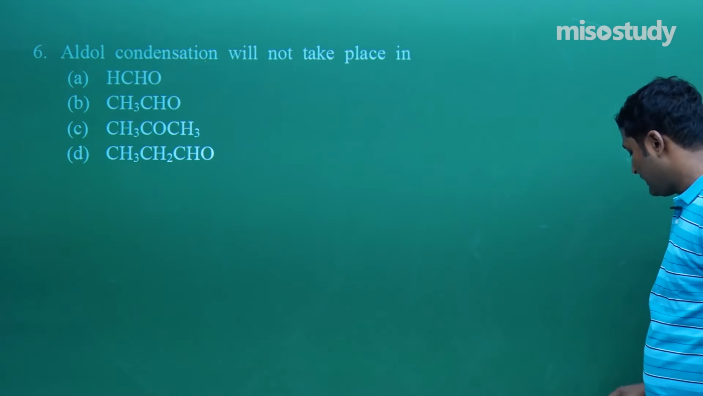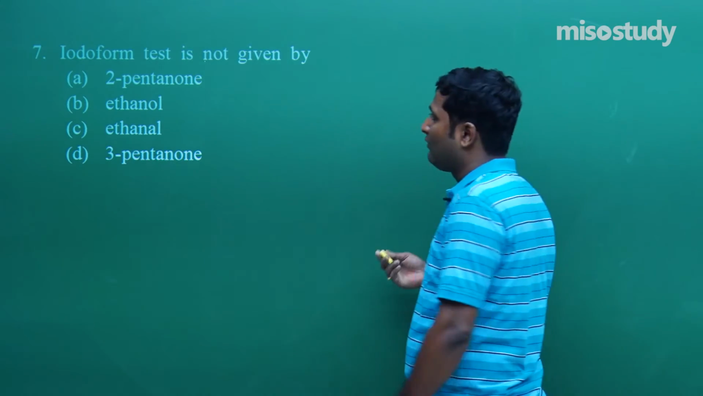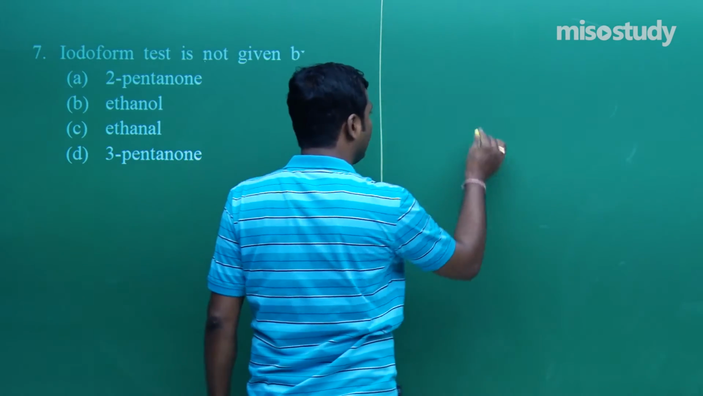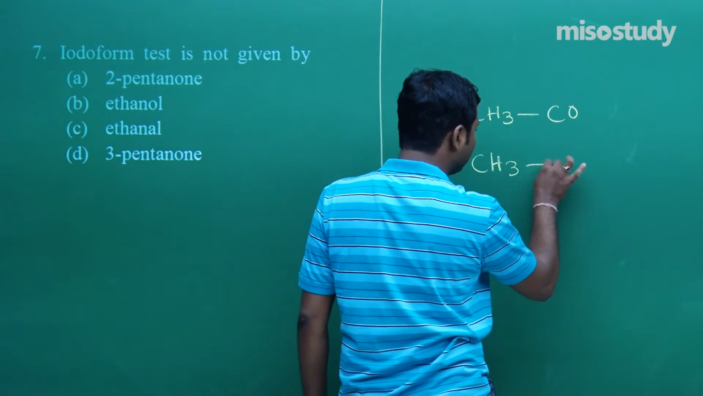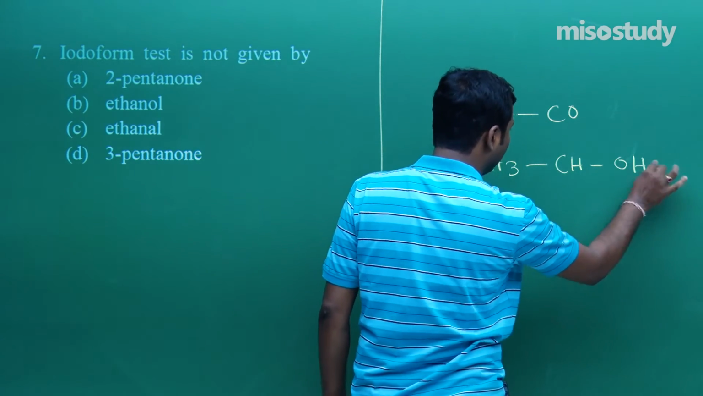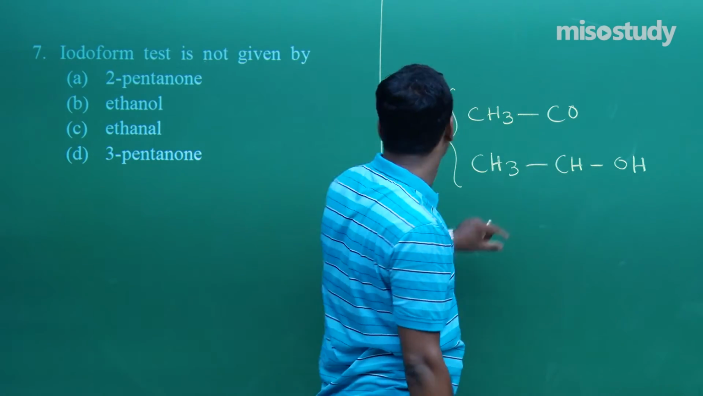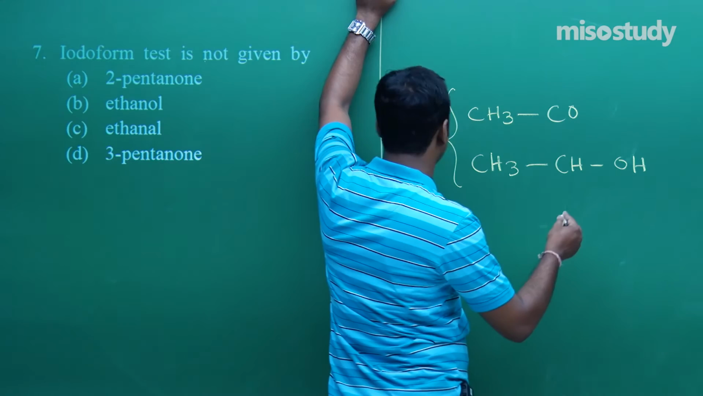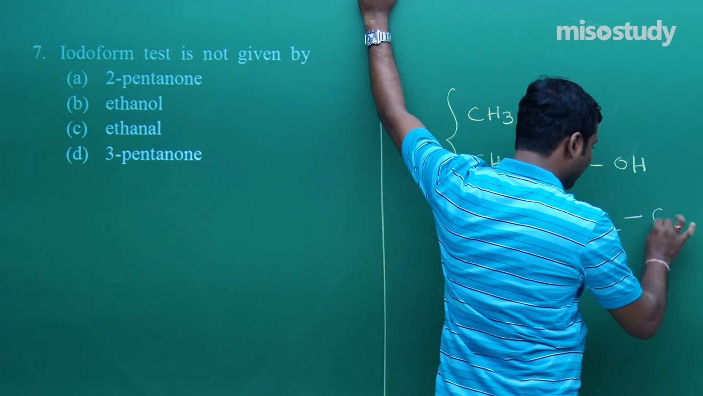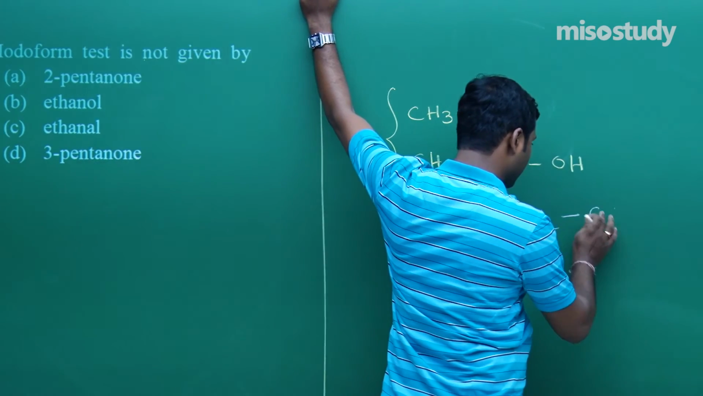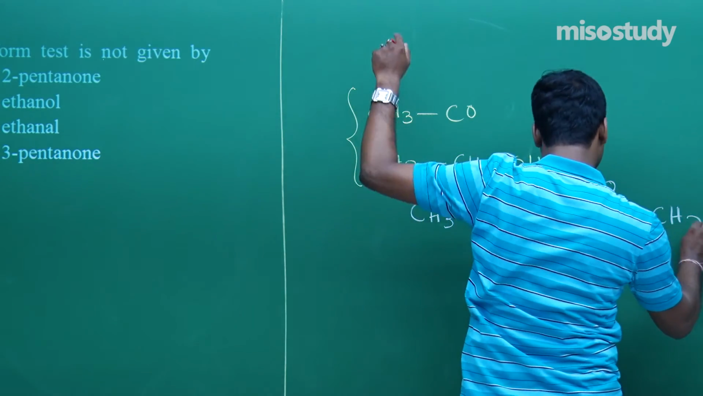Now let's move to the next question. Question number 7. Iodoform test is not given by which? What is the rule of the iodoform test? As we know, if there is a CH3CO linkage or if there is a CH3CHOH linkage, then those molecules can perform the iodoform test. If I talk about 2-pentanone, CH3CH2CH2COCH3, this is 2-pentanone.